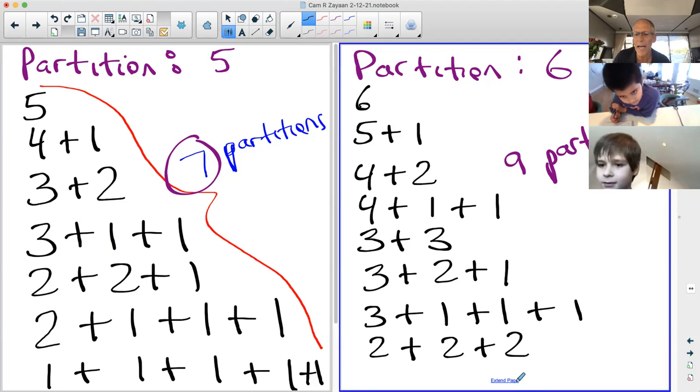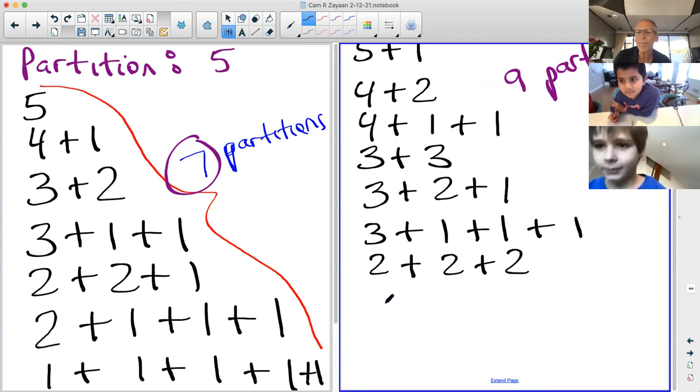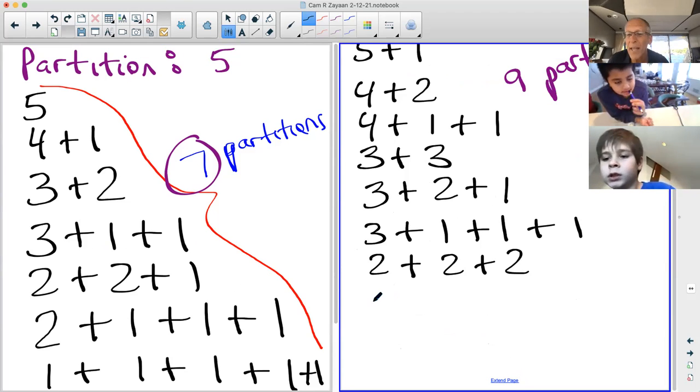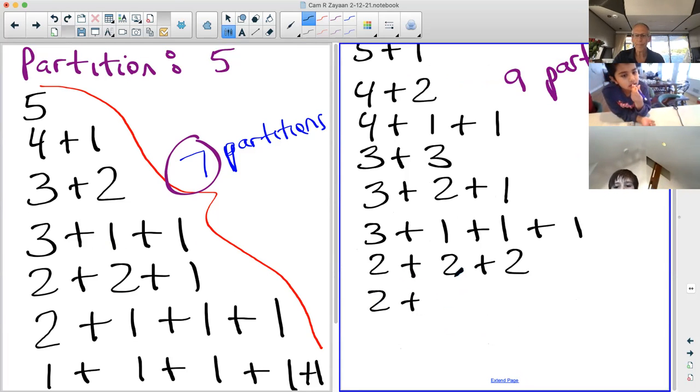And Mr. Zayaan, I'm looking for the next one. And Cam, you should be thinking of the one after this. 2 plus 2 plus 1. Do you really need to use a 1? Or can you use this 2? I can use it maybe. Of course. Then do it. Plus 1, plus 1. There you go.